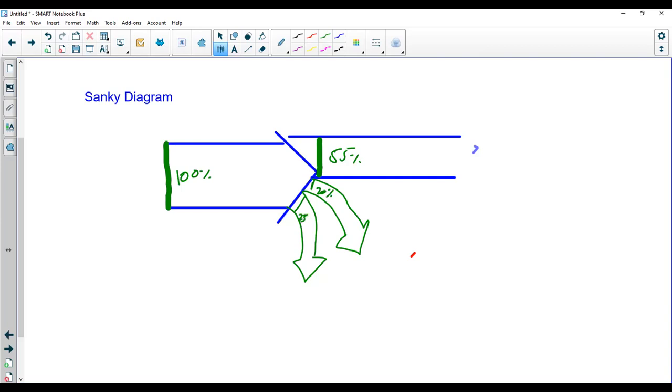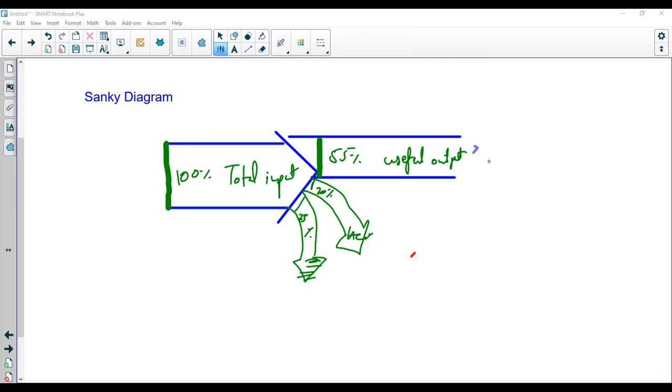So if you represent that, where that's the total input and that's the useful output, it can be more or it can be less. In some cases it can be maybe 20% useful output if the system is not that efficient. Got it? And that's heat, waste, or other form. So if you represent it in this form, then it's called a Sankey diagram. Okay. Is that fine?